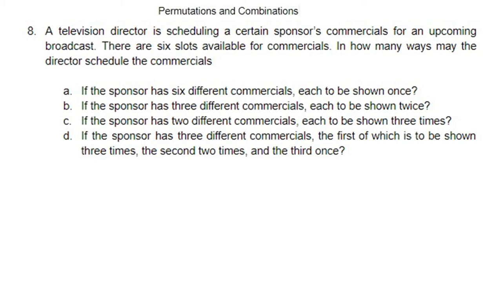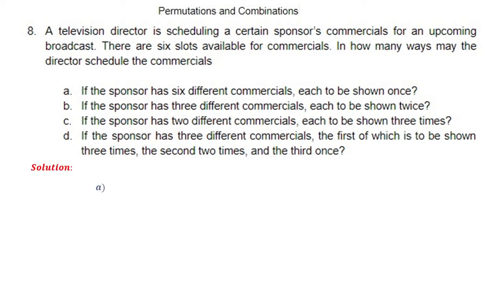Next question. So we have a television director scheduling a certain sponsor commercial for a broadcast. There are 6 slots available for commercial. In how many ways may the director schedule their commercials? A, if the sponsor has 6 different commercials, each to be shown once. B, if the sponsor has 3 different commercials, each to be shown twice. C, if the sponsor has 2 different commercials, each to be shown 3 times. D, if the sponsor has 3 different commercials, the first of which is to be shown 3 times, the second 2 times, and the third once.